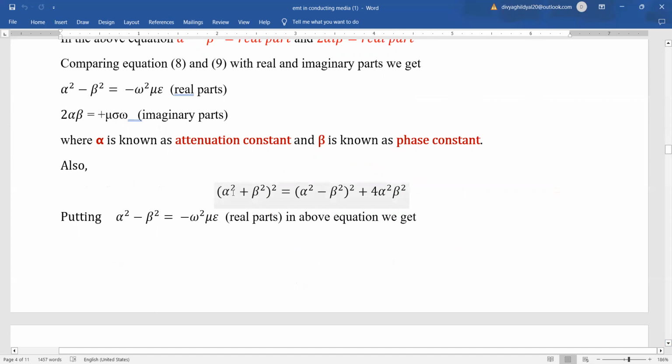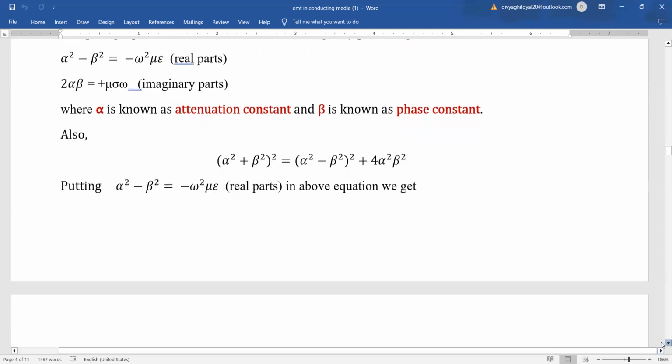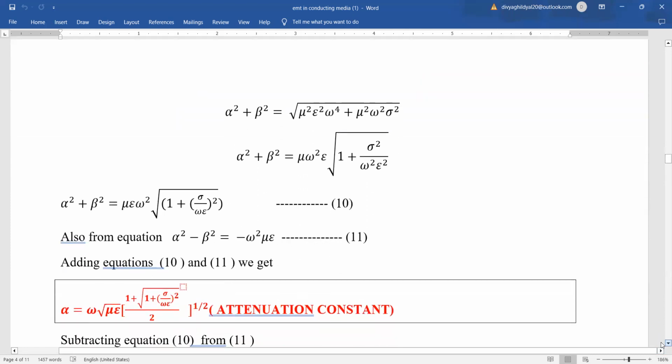Also, this formula for alpha square plus beta square can be written in this form. So, putting the value of alpha square minus beta square equal to minus omega square mu epsilon, that is the real part of this equation, because k is a complex quantity, we get alpha square plus beta square is equal to mu omega square epsilon into under root of 1 plus sigma square upon omega square epsilon square.